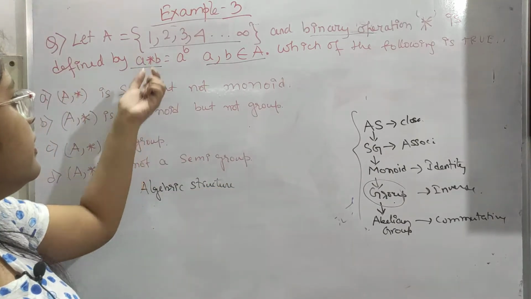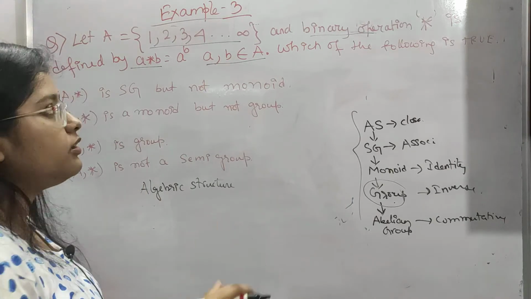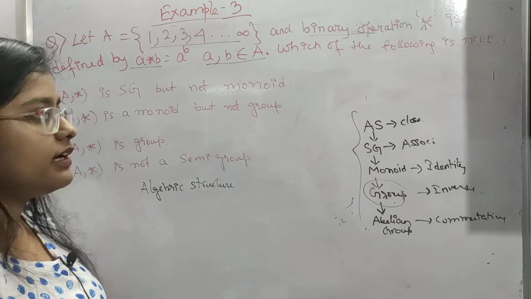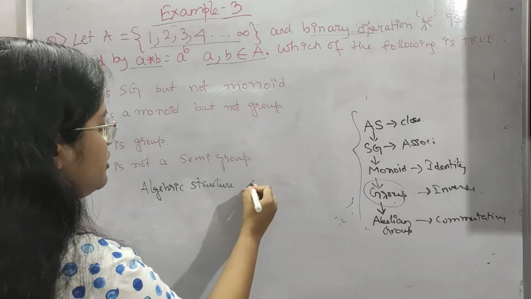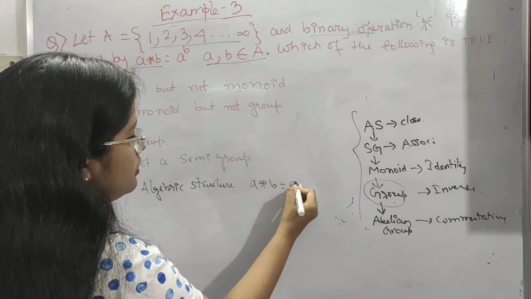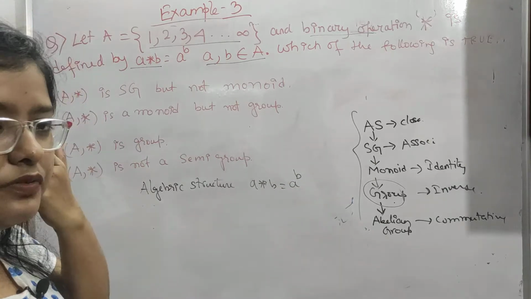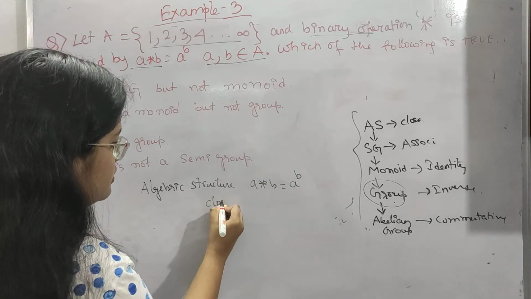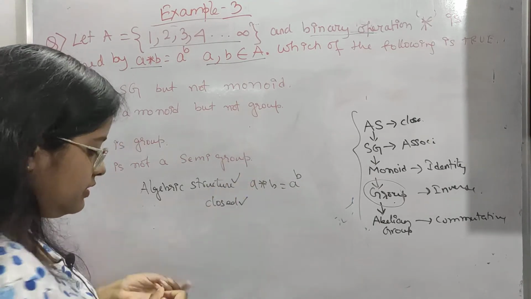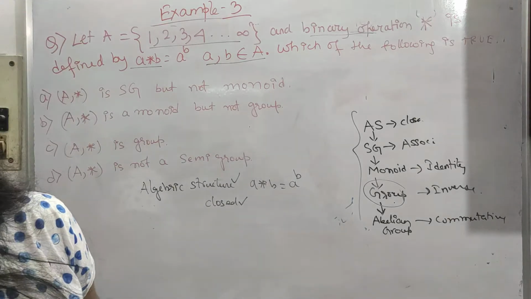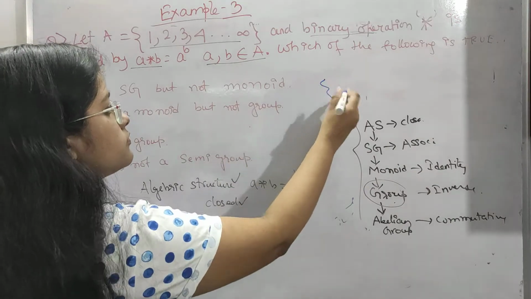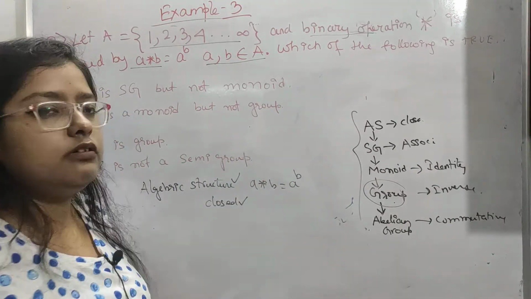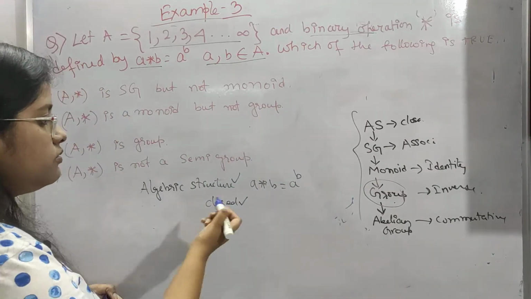Because here no negative number is present already. So if we put something, it will not be negative, it will always come in between any number. So if we put A star B, it will come as A to the power B. So it will always be closed. Okay, so since it is closed, it will be an algebraic structure. So you have to find out if it is a semigroup or not. So we have to find out next if it is a semigroup or not. So I hope this is understandable.